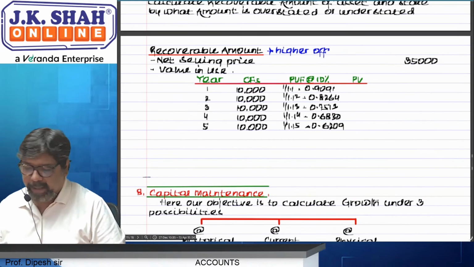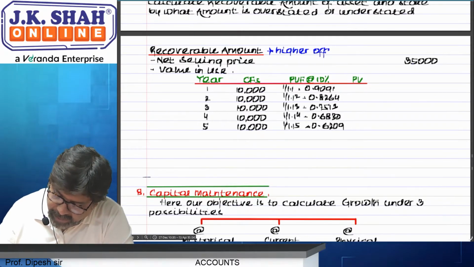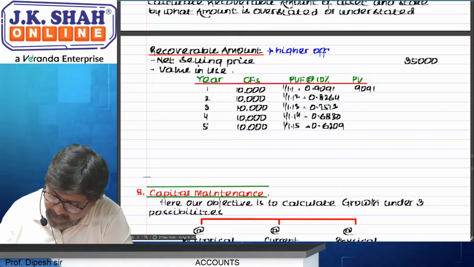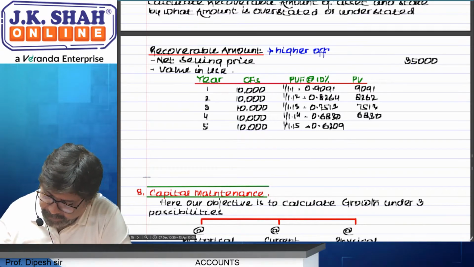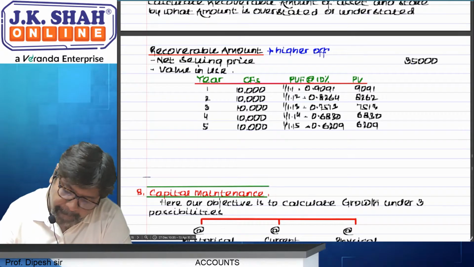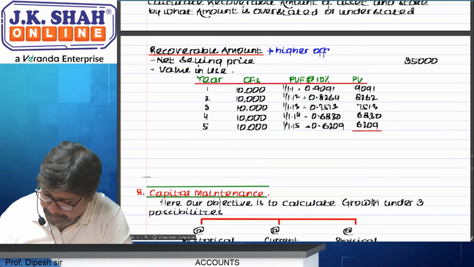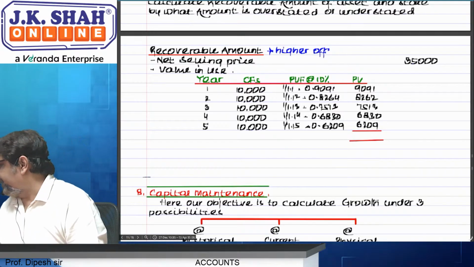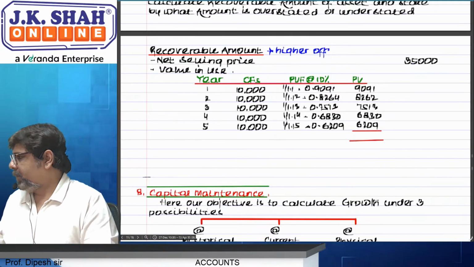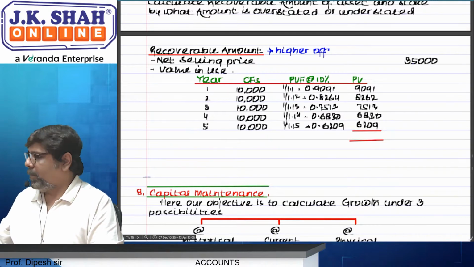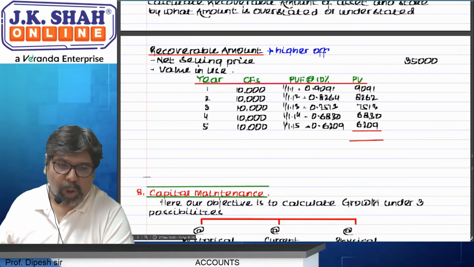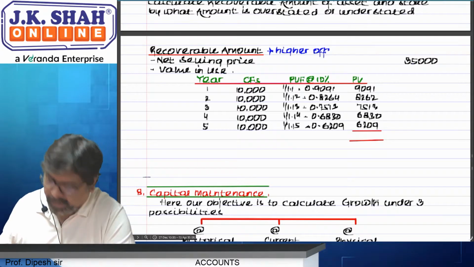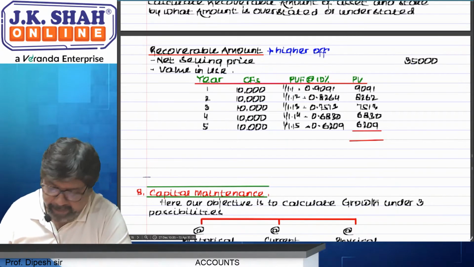Chalo, present value. Multiply and tell. 0.9091, 0.8264, 0.7513, 0.6830, 0.6209. कितना टोटल? 37,907.